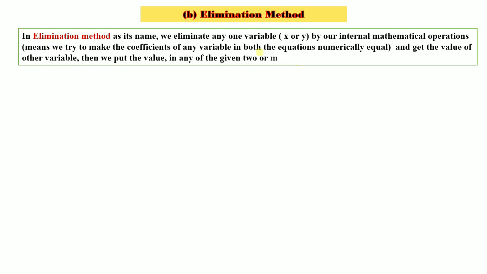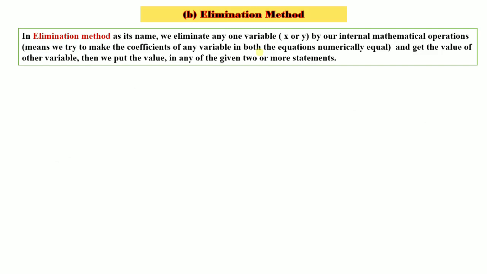Then we put the value in any of the given two or more equations. Means we will have only two equations, but when we multiply the coefficient with something else, then we may have equation number 3 or 4, or in some cases maybe 5 or 6 or more statements. So what we mean to say over here is that we will equate any of the variables. We target first of all either x or y, and then we will equate it numerically.